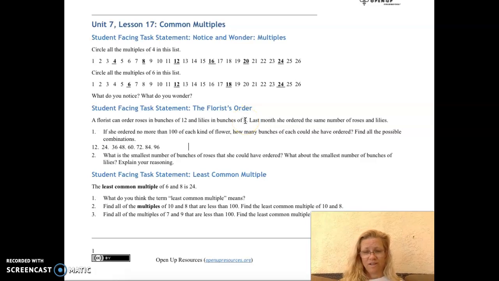And if you know your multiplication tables, which you should all know, you know that they are 8, 16, 24, 32, 48, 8 times, oh, I skipped 40. 8 times 4 is 32. 8 times 5 is 40. 8 times 6 is 48.